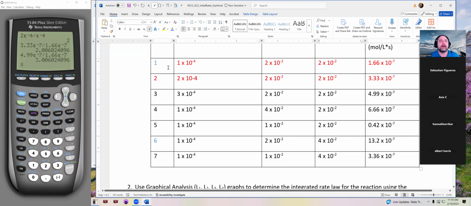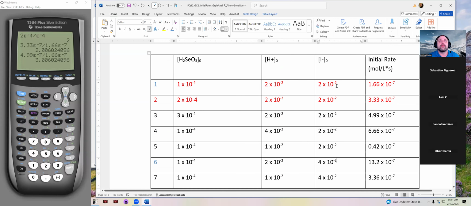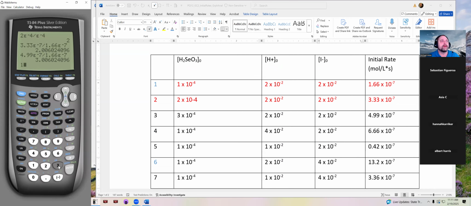So let's look at reaction 1 and reaction 6. So reaction 6, I've got 4 up from 2, so that's going to be twice as fast. And when I look at the rate here, 13.2 times 10 to the minus 7.